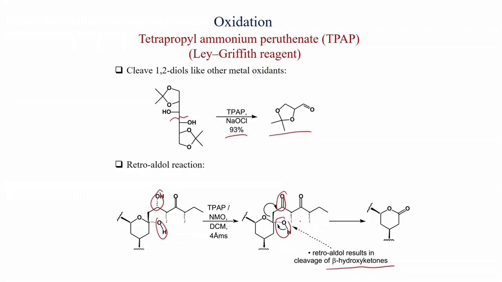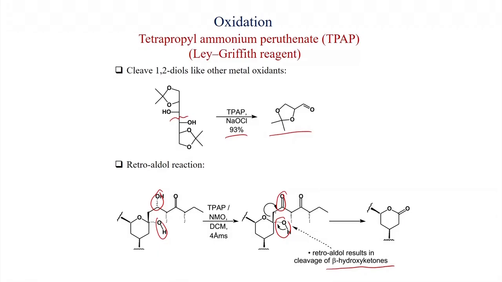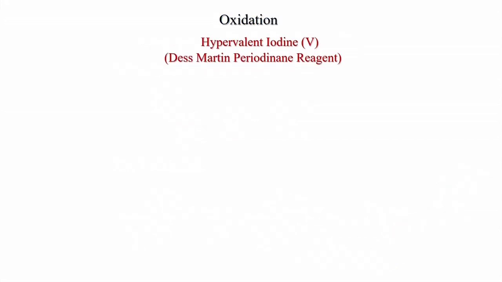Now, the retro-aldol is possible: that OH becomes a ketone here and you get the aldol donor. So, this becomes the aldol acceptor and you get this. So, these two reactants on aldol reaction can give this product. So, under this condition, a retro-aldol reaction happens and you get these two reactants.